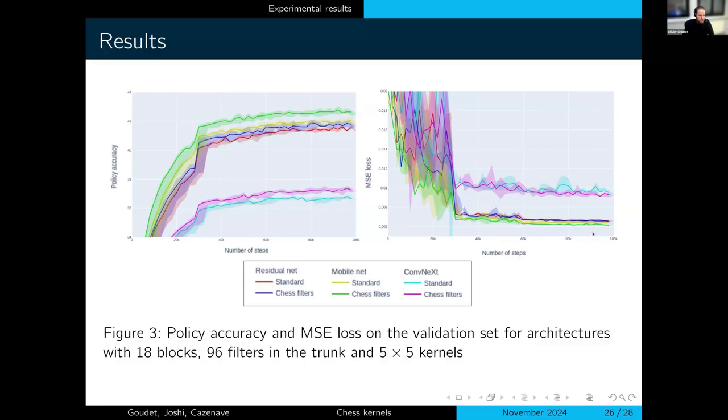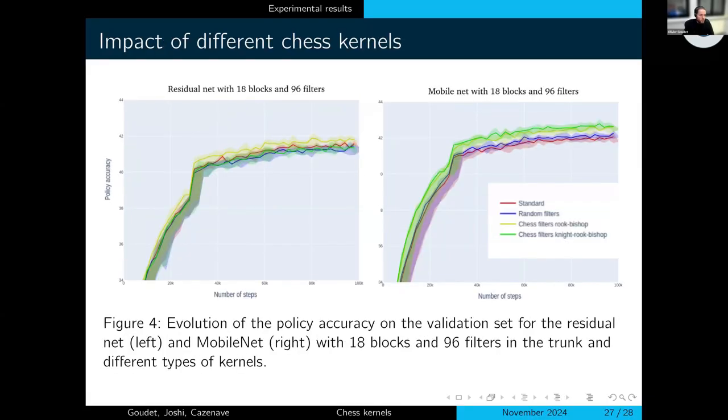So to check also if the use of the chess kernel is due to some kind of random regularization in the convolutional layers, we also compare these chess kernels with random kernels that have exactly as many parameters as the chess kernels. So the only difference is that the activated squares are randomly chosen in these random kernels. We always keep the square in the middle, but the 8 other ones are randomly chosen. So it does not correspond to chess moves.